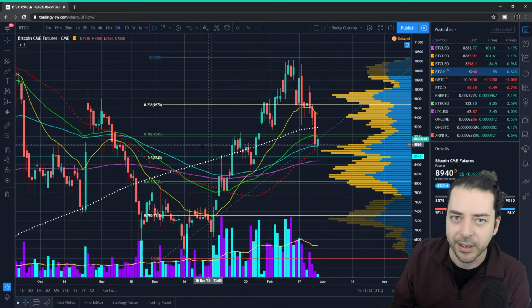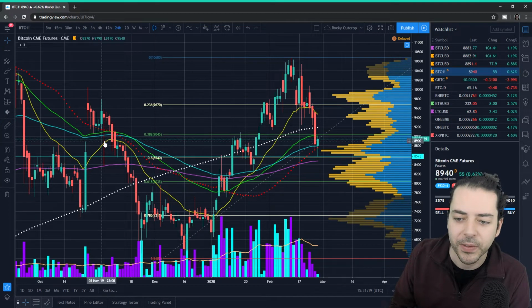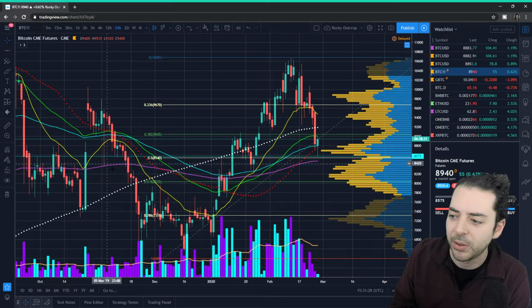And in terms of wicks just filling gaps, you can see a really good example of that here: the 24th of October gap was filled here on the 4th of November with a big wick, and it was wick only that filled it, and it came all the way down to the 200 exponential moving average to do that.